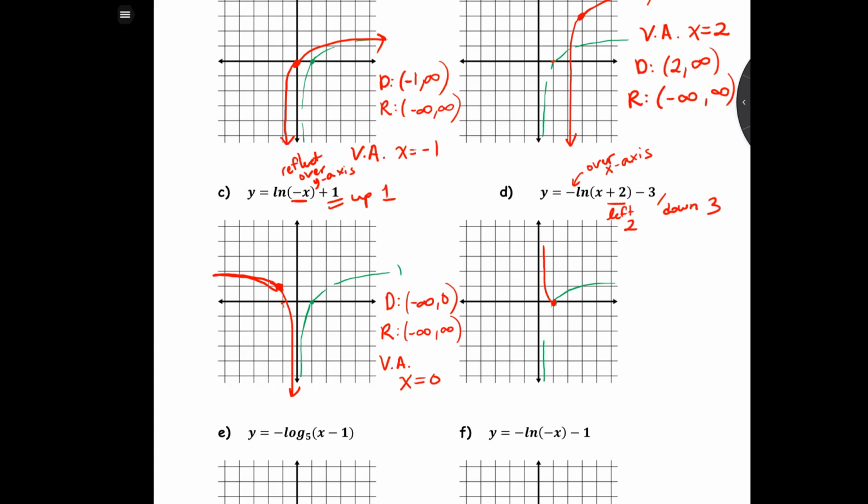I think it's a question over the x. So y.